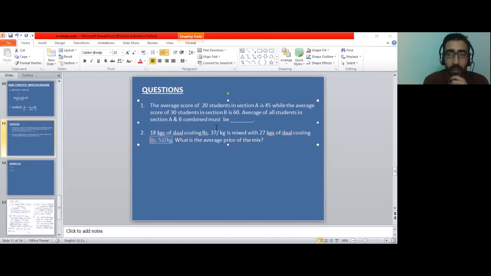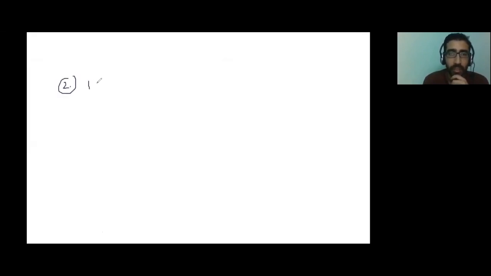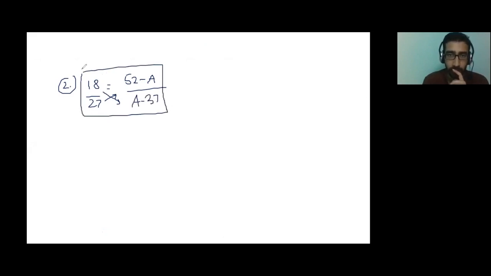So quantity 1 by quantity 2 is 18 by 27. This is going to be, so the 27 mixture costed 52, which is the more expensive quantity. So this will be 52 minus whatever average we get, divided by the difference of average with respect to the 18 one, which is average minus 37. If you solve this, you will get the same answer, which is 46 rupees per kg. We were, of course, talking about average cost here.